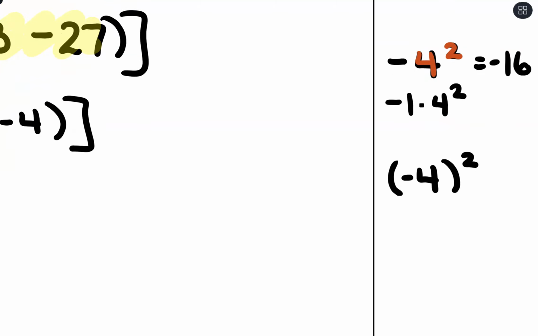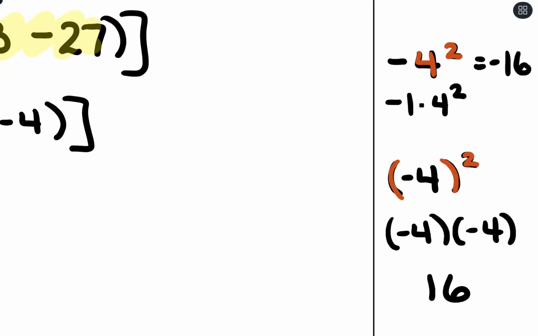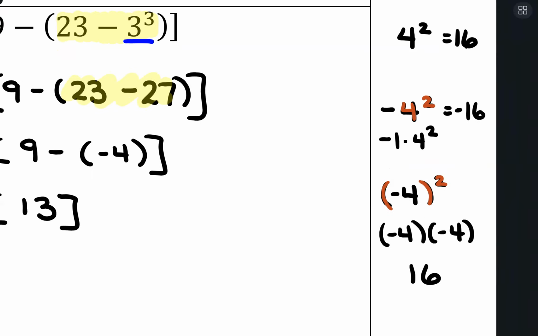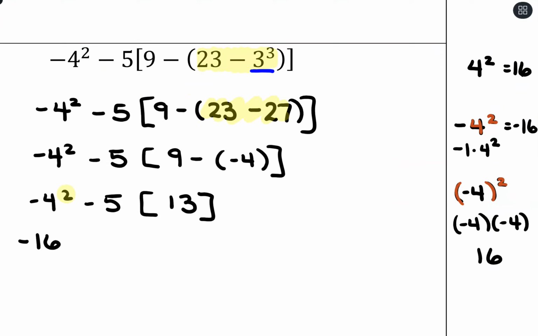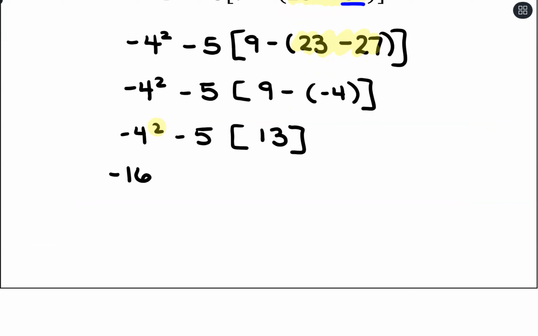If you want it to end up positive, you have to have the parentheses, because then what the square is affecting is everything in the parentheses. So this would be the same thing as a negative 4 times a negative 4, which would be a positive 16. So when you have exponents with negatives, just be really careful of, are there parentheses or not? Okay, so that leaves us with negative 16 because we don't have parentheses.